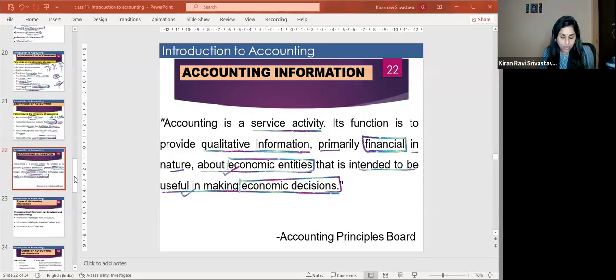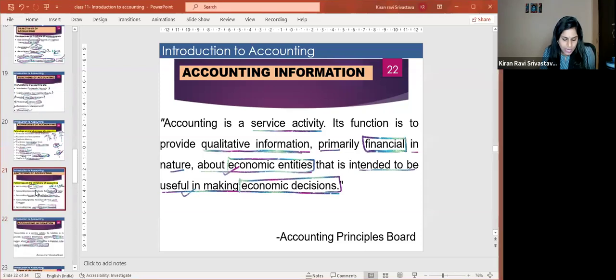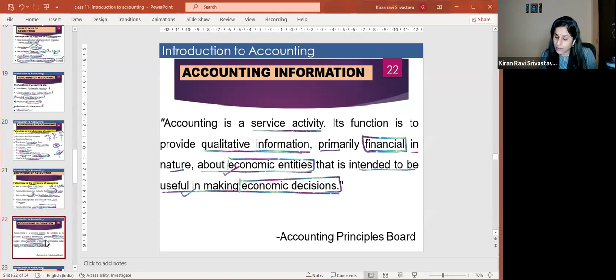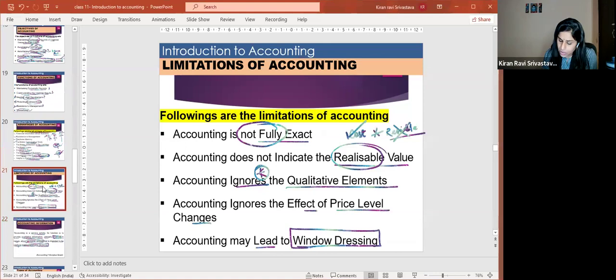Good that you asked this thing. Now, I said that in the limitations, accounting ignores the qualitative elements. But in accounting information, the word is different. The function of accounting is to provide qualitative information. This is different from the previous one. Here it is talking about, yes, ma'am, it ignores the qualitative elements. Like this, I gave you an example.